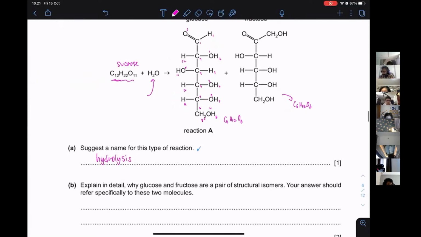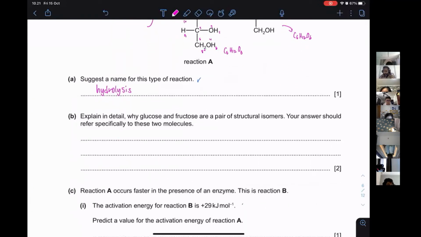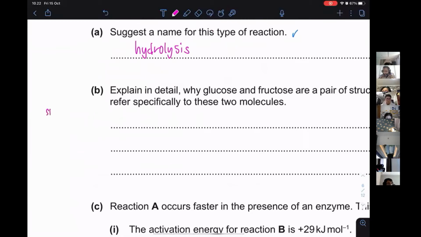Now, explain in detail why glucose and fructose are a pair of structural isomers. It must be referred specifically to these 2 molecules. What is structural isomer? Before we answer, you need to know what is structural isomer. Under structural isomer, we have 3 main types. Number 1, positional. Number 2, what we call functional group, and then number 3 is going to be chain or branch.